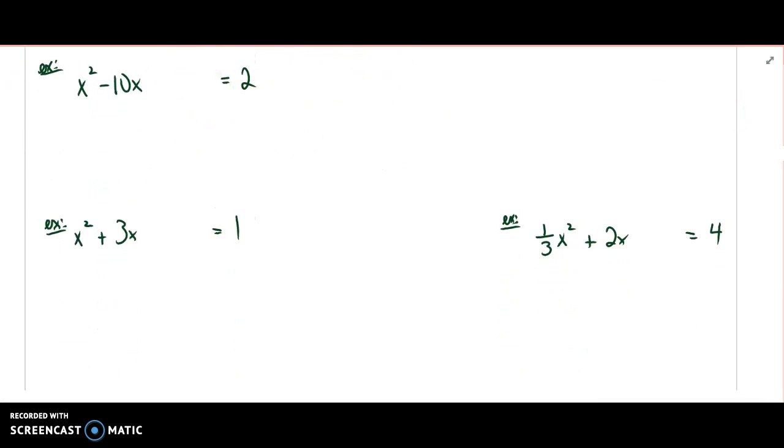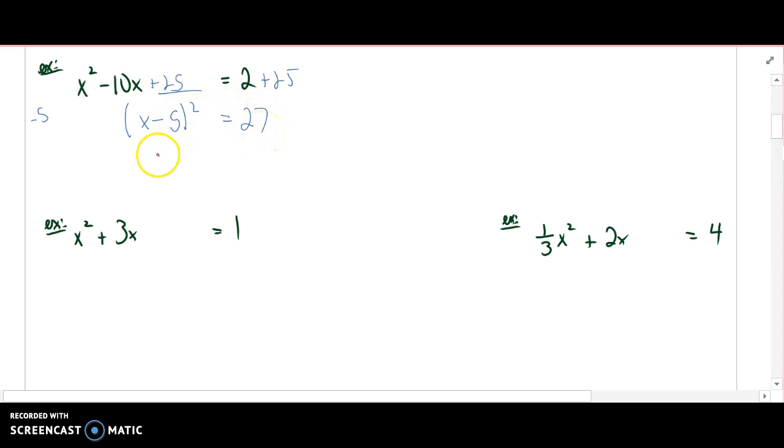Here's our next one. The process is going to be exactly the same. Half of negative 10 is negative 5. When we square that, that means we're adding 25 to both sides of the equation. Factor the left side, that's x minus 5 times x minus 5. It multiplies to this, it adds to that. Once again, it's that half number. The right side, those numbers are added together.